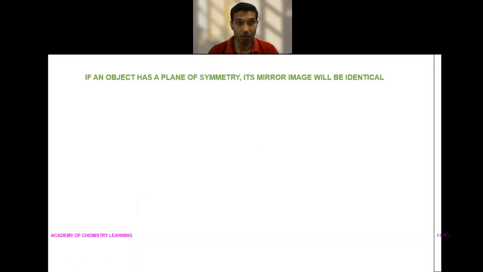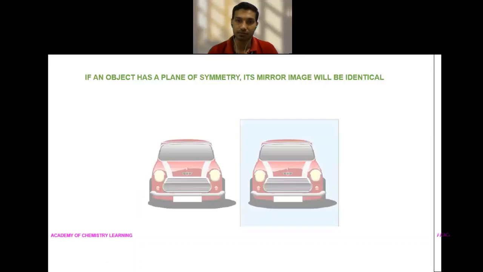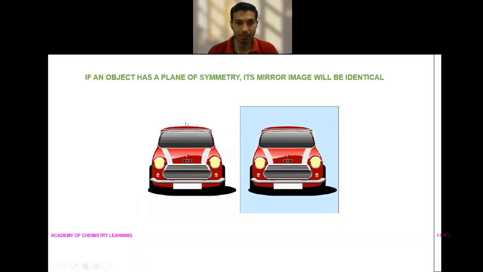If an object has a plane of symmetry, then its mirror image will be identical. That means any object or structure that possesses plane of symmetry, just like a car, its mirror image should be identical. We have seen that this car has a plane of symmetry, and as it has plane of symmetry, its mirror image, this is the mirror image of this car, is identical, means both are same.